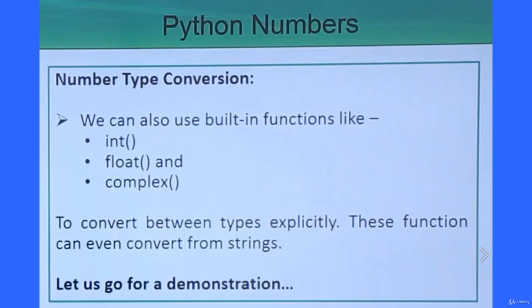Number type conversion: from one type to another, we can do the conversions accordingly. We can use built-in functions like int, which converts to the respective integer, and the float and complex functions, to convert between types explicitly. These functions can even convert from strings. So it can take a string as input and convert it to an integer, a float, or a complex number using the complex function. Let us go for a demonstration where we will discuss how these numbers can be operated and handled, and how typecasting is done in our Python code.